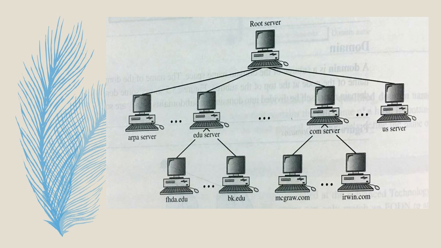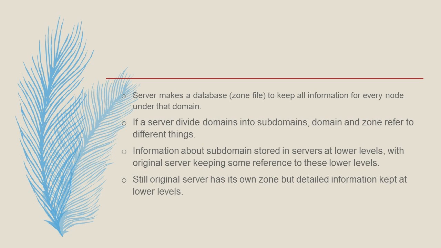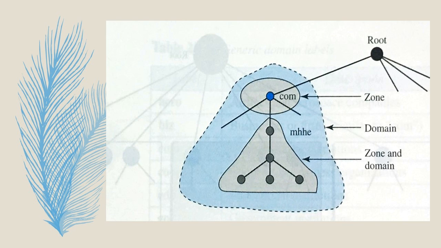The zone refers to what a server is responsible for or has authority over. If a server accepts responsibility for a domain and does not divide the domain into smaller domains, domain and zone refer to the same thing. The server makes a database to keep all information for every node under that domain. If a server divides its domain into subdomains, domain and zone refer to different things. Information about subdomains is stored in servers at lower levels, with the original server keeping some reference to these lower levels.